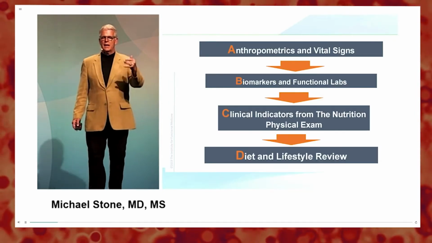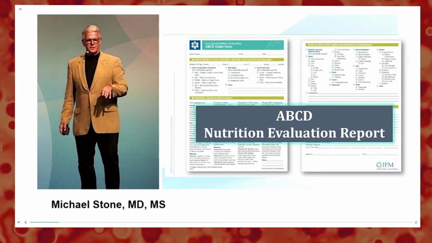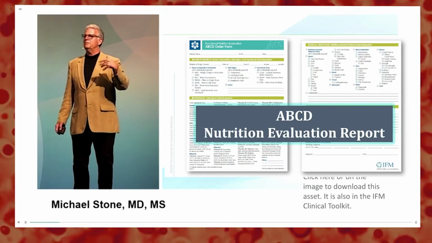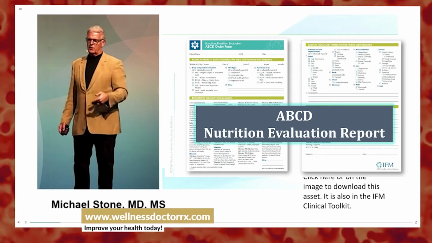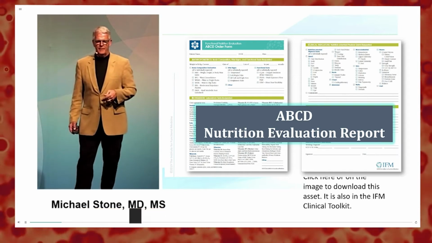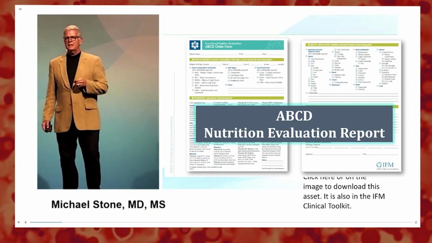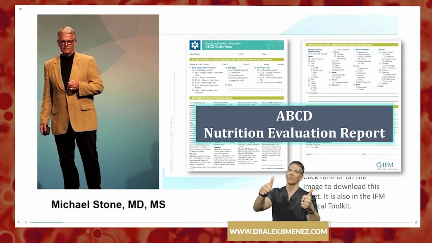It's outlined in the ABCDs and nutrition evaluation, and it has lists to help prompt you for what are the anthropometric tests, what are the biomarkers, what are the clinical exam findings, what are the nutritional things you look at. And so that's the ABCD nutrition evaluation report.